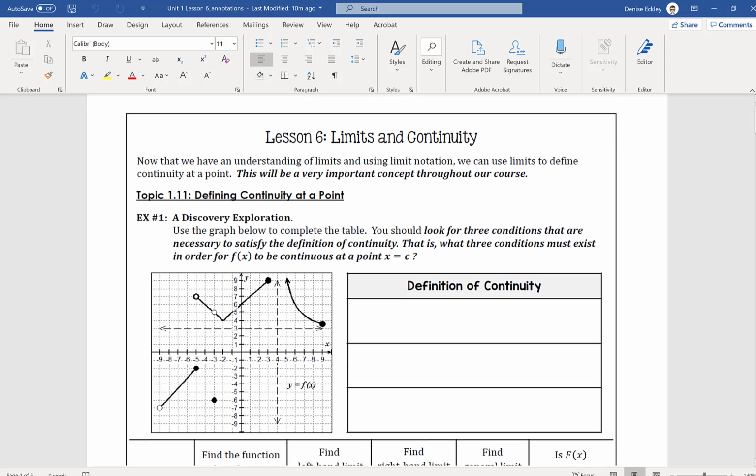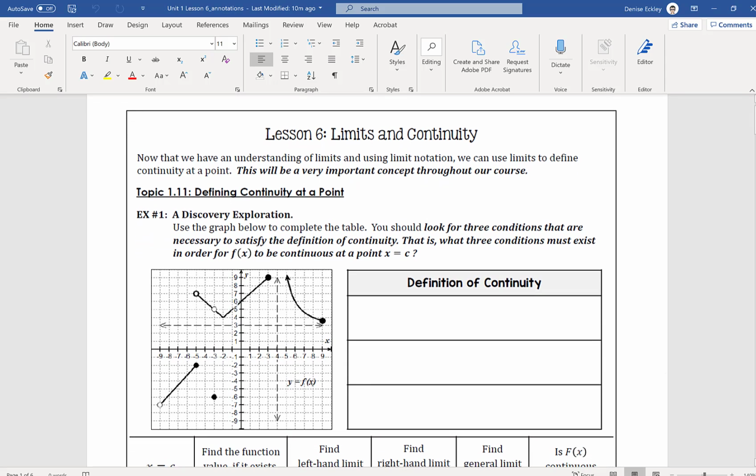In example 1, we are to use the graph below to complete the table. We should look for 3 conditions that are necessary to satisfy the definition of continuity. That is, what 3 conditions must exist in order for f of x to be continuous at a point x equals c. So we're not looking at the function as a whole being continuous, just at a point.